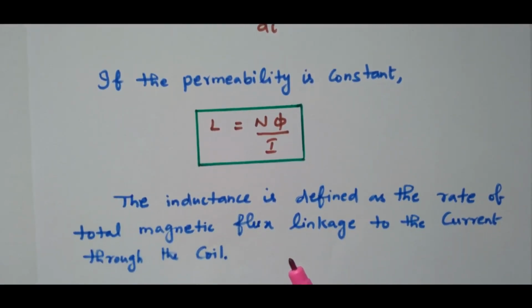So, the definition that is given: the inductance is defined as the ratio of total magnetic flux linkage to the current through the coil. Now, we will see the mutual inductance.